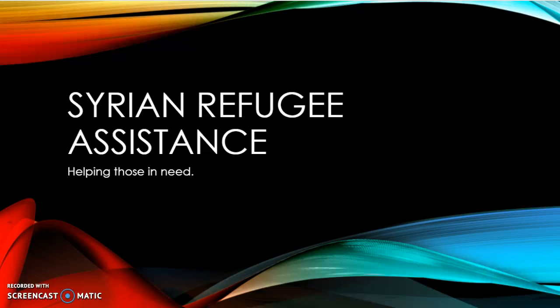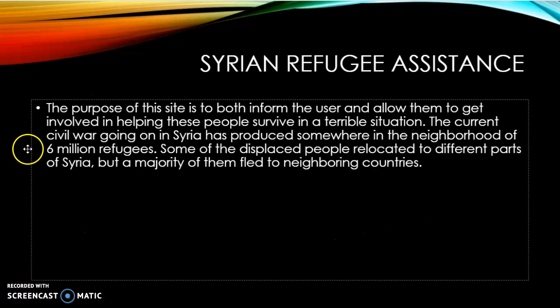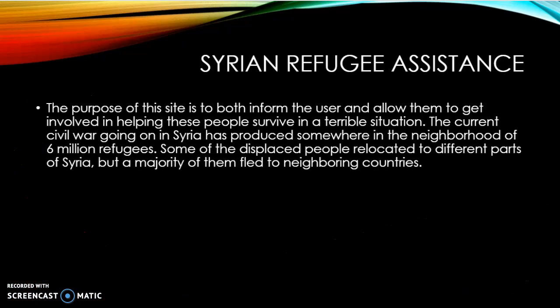Syrian refugee assistance, helping those in need. The purpose of this site is to both inform the user and allow them to get involved in helping these people survive in a terrible situation.